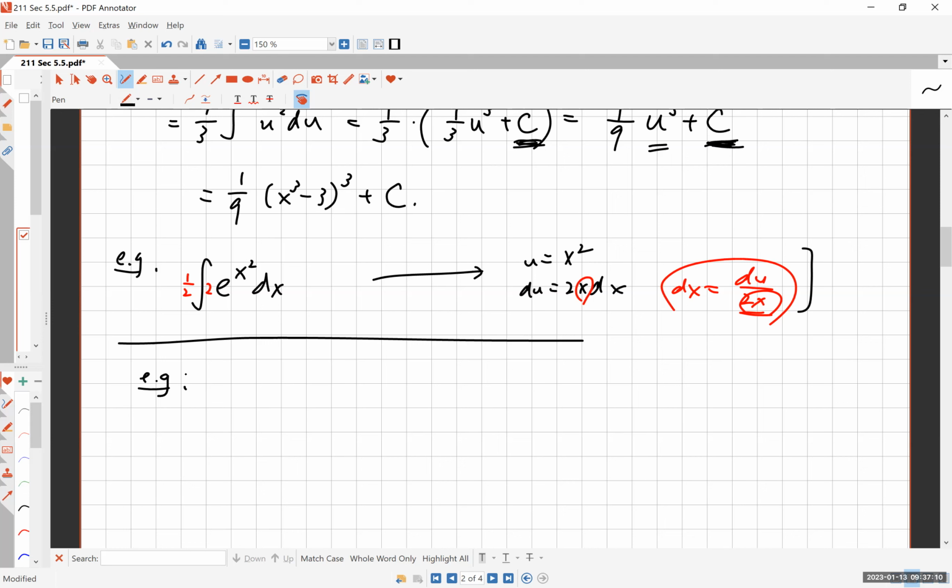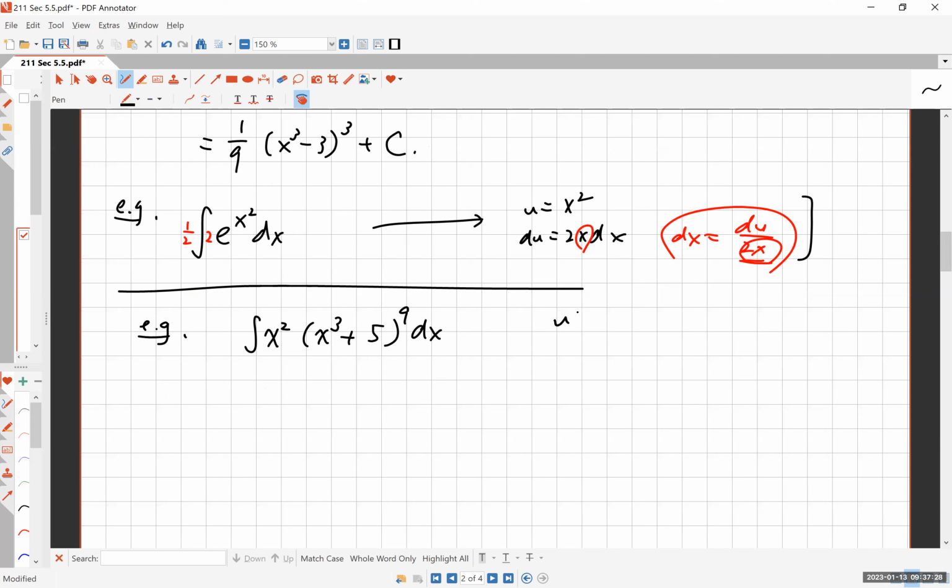All right, do something else. I have many examples. Let's try this one. I'll do a couple more problems before we move into the next segment of this video for 5.5. All right, what do you want u to be? Do you notice that inside function? Sure, x cubed. This is very similar to the last one, right?